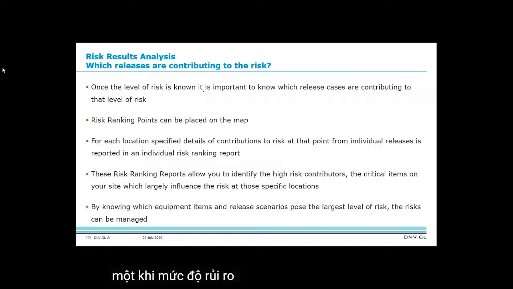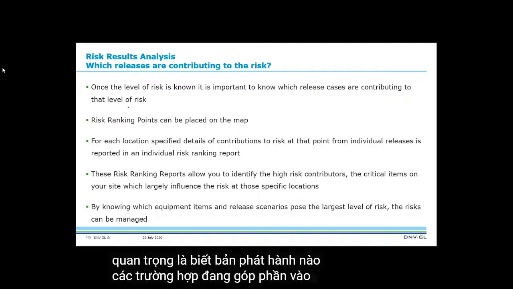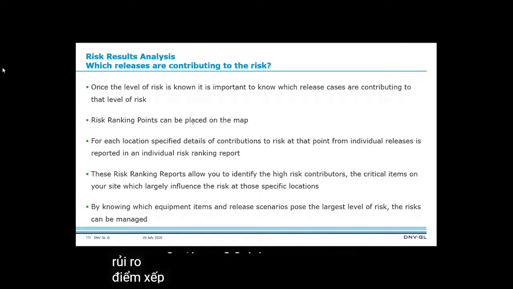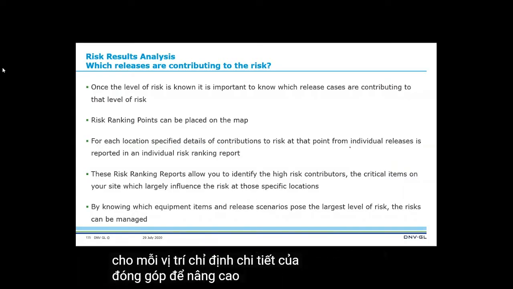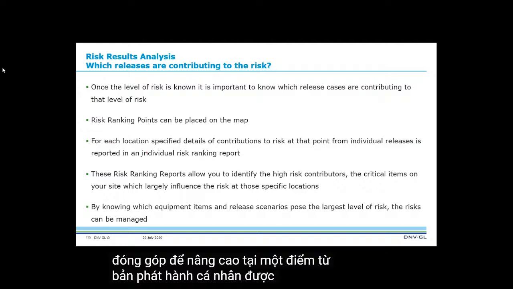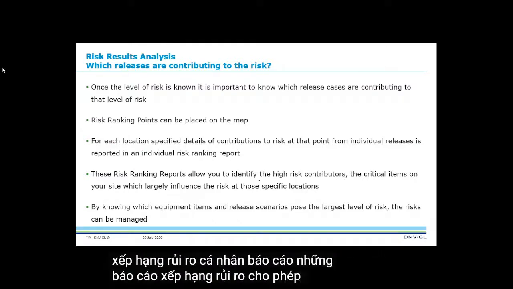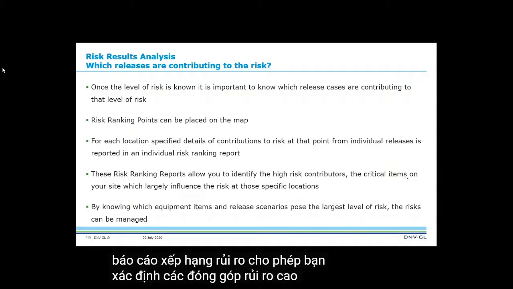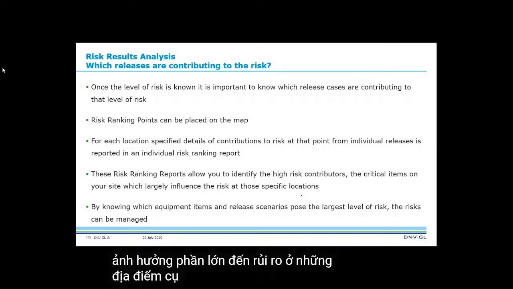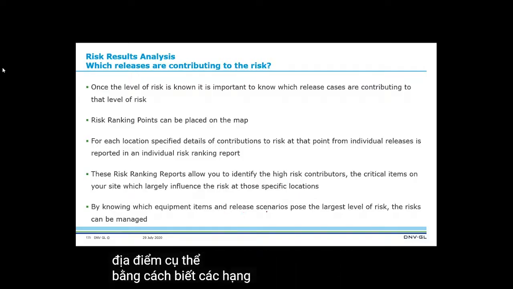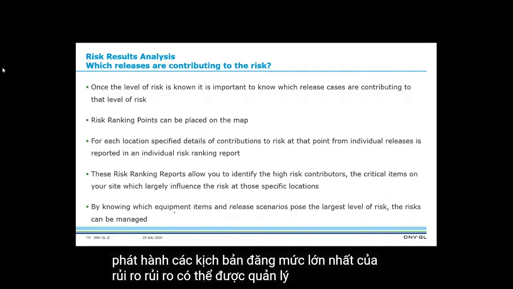Now, once the level of risk is known, it is important to know which release cases are contributing to that level of risk. Risk ranking points can be placed on the map. For each location, specific details of contributions to risk at a point from individual releases are reported in an individual risk ranking report. These risk ranking reports allow you to identify the high-risk contributions, the critical items on your site, which largely influence the risk at those specific locations. By knowing which equipment items and release scenarios pose the largest level of risk, the risk can be managed.